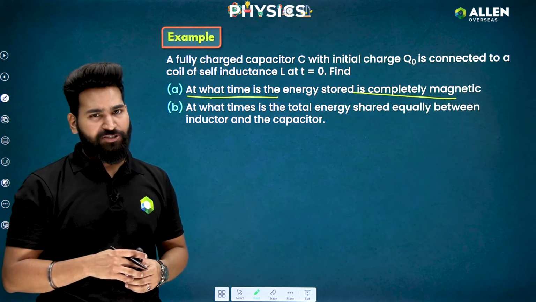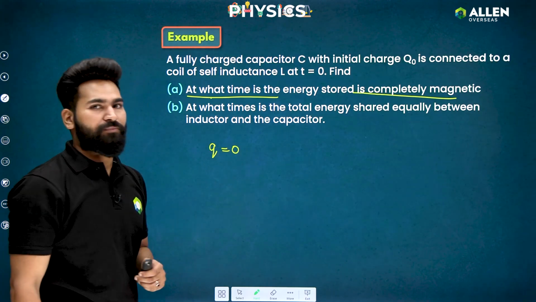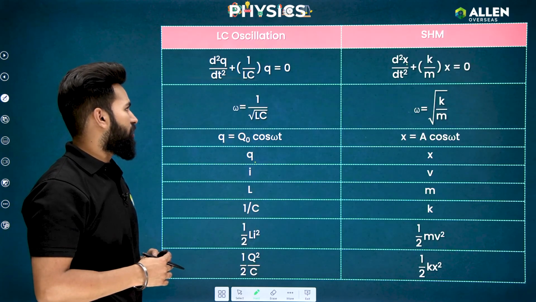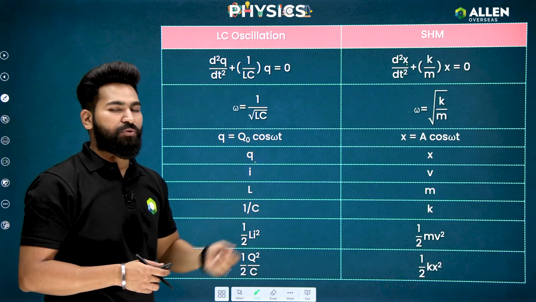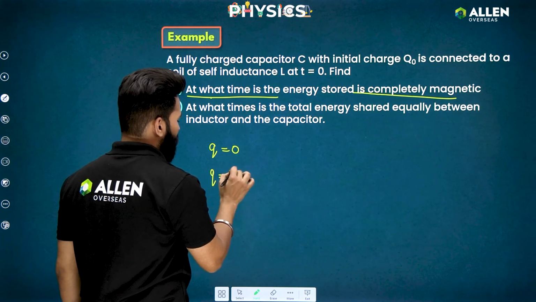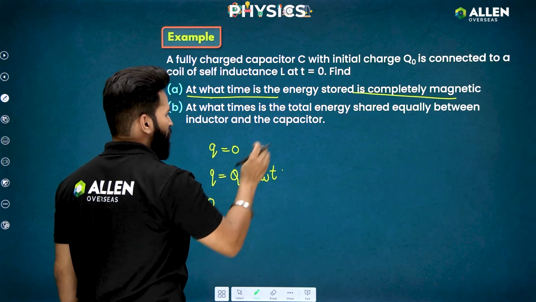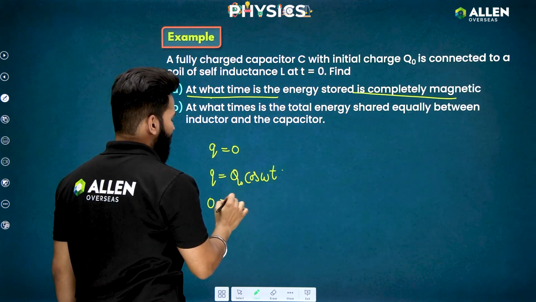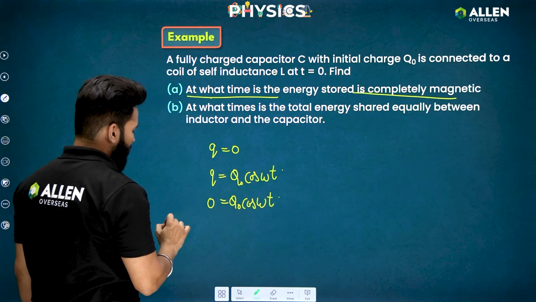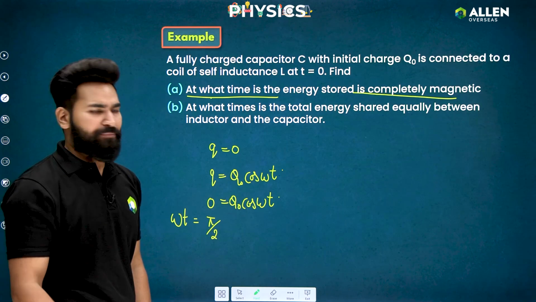And if there isn't any energy stored in the capacitor, I can simply say that the charge on the capacitor will be 0, right? And the equation of charge, the oscillation of charges that we have seen, is Q equals Q naught cos omega t. So just put the value in that equation: Q is 0 at the moment when the energy will be completely magnetic. So Q naught cos omega t is 0. That means cos omega t will be equal to 0, which means omega t is equal to pi by 2 for the first time, right?